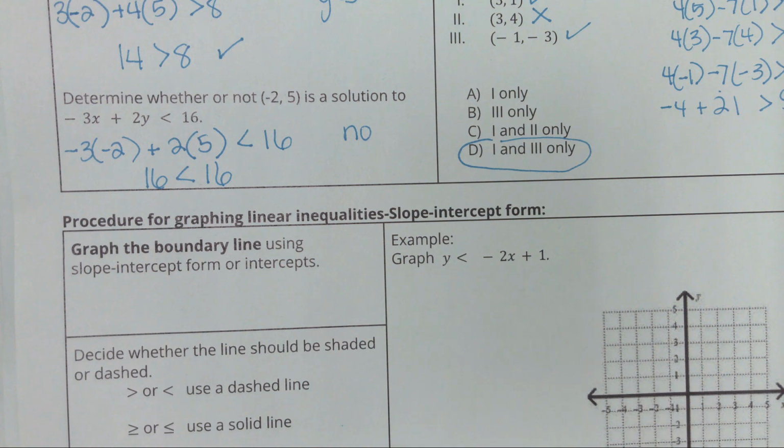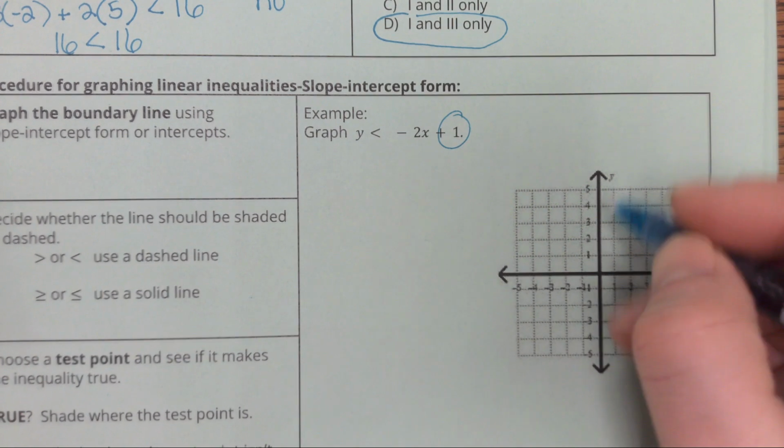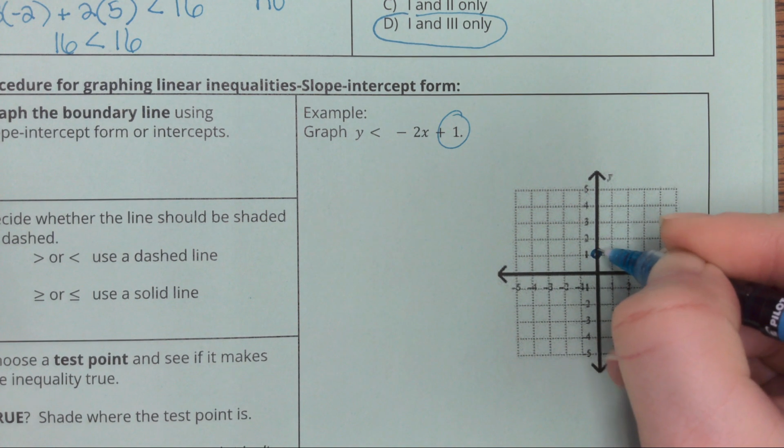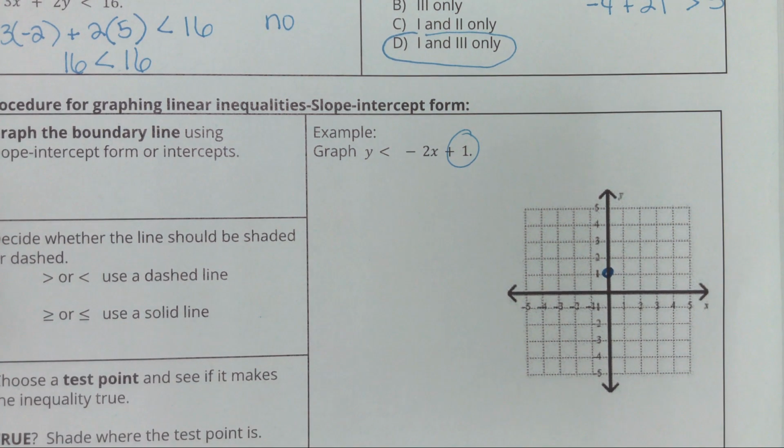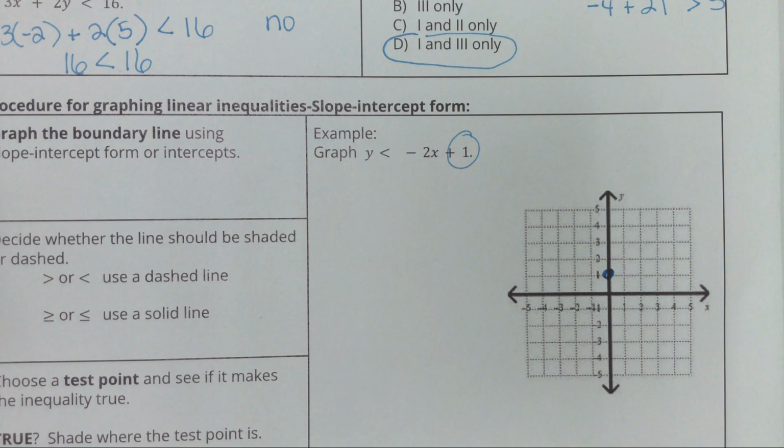What is the y-intercept? 1. Would you put the 1 on the y-axis, please? Okay, next. What's the slope? -2. Tell me what to do. Go down 2 over 1.